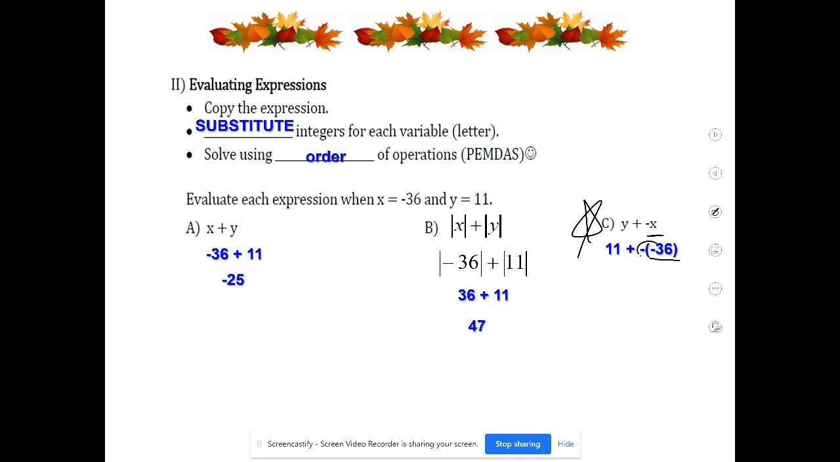When I see two negatives together like this, they cancel each other out, and it makes a positive. So I end up having 11 plus 36. Because if you are not something, you are something. So if you're not a negative, you're a positive. So two negatives in this situation, when they're right next to each other like that, make a positive. Then we have 11 plus 36, both positive, add, so the answer is 47.